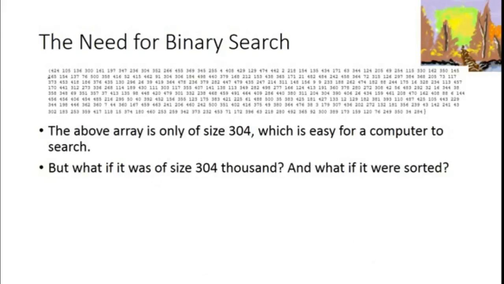This array is 304 elements in size, meaning that for a human it would take a long time to search through, but for a computer it would be very short. 304 is not a big number. However, what if that number were 304,000? As in this times 1,000. That means a whole lot more numbers to search through. Now that's going to take really long for sequential search. But what if it were sorted?